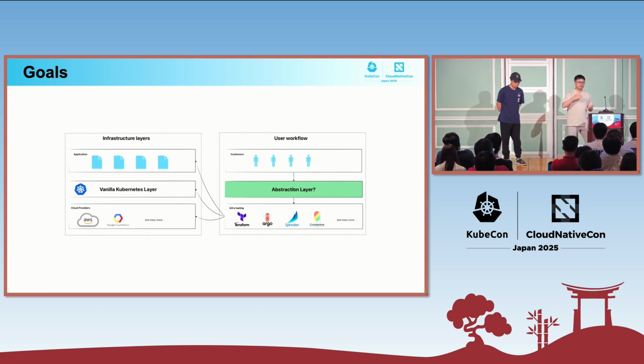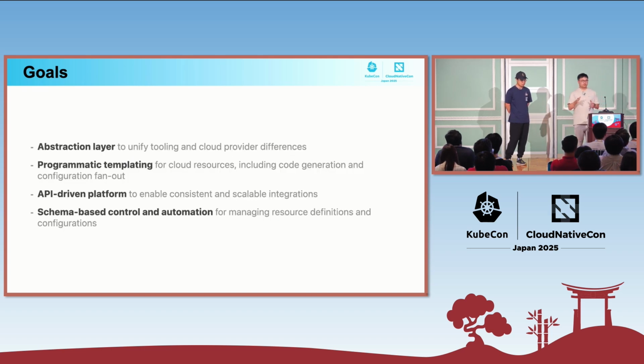Everything underneath for managing all these cloud resources can be abstracted away, and we can hide all this complexity behind the scenes. To summarize, our goal is basically we want to define an abstraction layer to unify the tooling and cloud provider. And we want to introduce programmatic templating for cloud resources. That means we will have code generation and configuration fan-out. The platform has to be API-driven, especially when we are dealing with tons of different accounts and regions, so that we can make sure it's consistent and scalable.